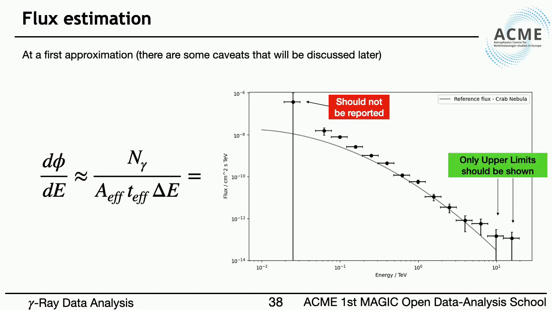Lastly, when the significance of the excess is not high enough, we should not report flux points with error bars, like is the case here for the last two flux points. Instead, we should only report upper limits. This is a general prescription whose scope is to avoid overinterpreting fluctuations, so that we can focus on points whose estimated values are more certain.